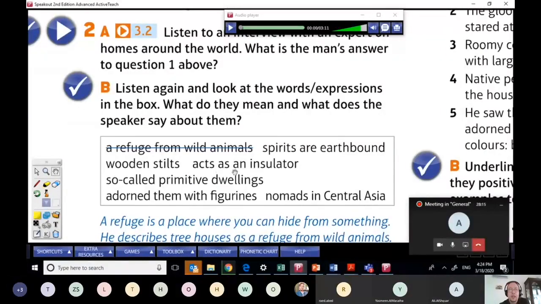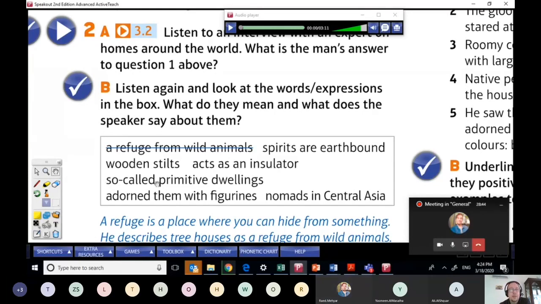Who else can tell me what they were talking about as an insulator? Can I speak? Well, let's let someone else. Mr. Michael, can I? Sure, go ahead, Rod. As insulators, he was talking about igloos and how they insulate the inner atmosphere from the outer one. Good. So it keeps the heat inside.